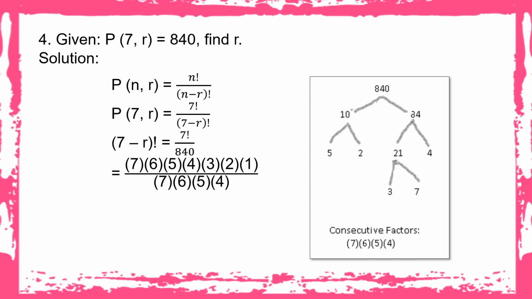So we have here consecutive factors 7 times 6 times 5 times 4, or we can have 4 times 5 times 6 times 7. And the remaining number is 3 times 2 times 1 because you can see here we can cancel 7, 6, 5, and then 4. So 3 times 2 times 1. So 7 minus r factorial is equal to 3 factorial. And 7 minus r is equal to 3. Therefore, r is equal to 4.